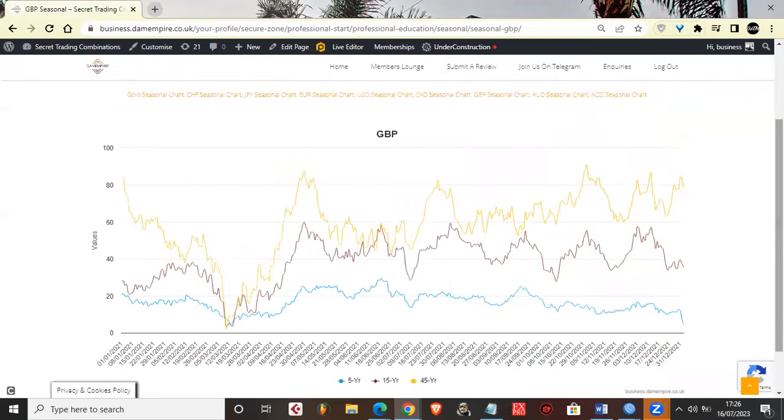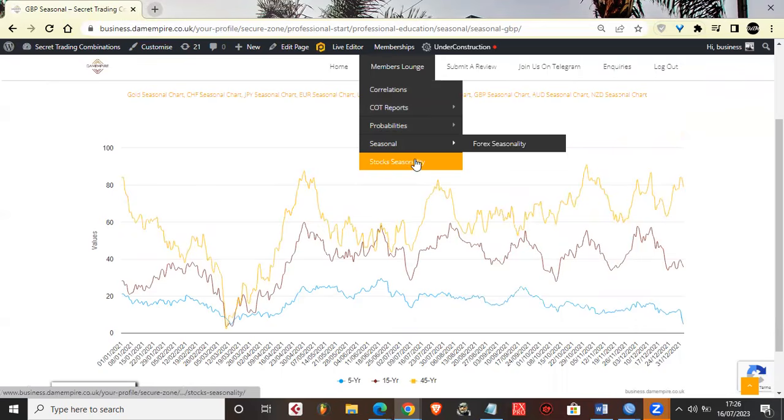So I hope this helps you. If you want to get access to this tool, there are so many other assets to analyze. You can see some of them here. There are stocks, there's Forex, and the pairs when it comes to Forex as well.